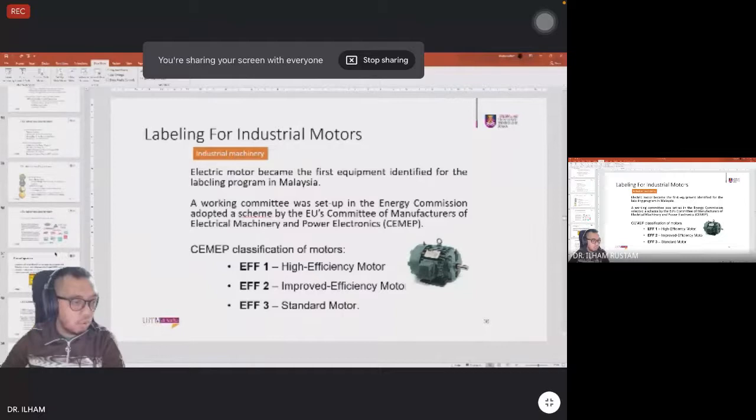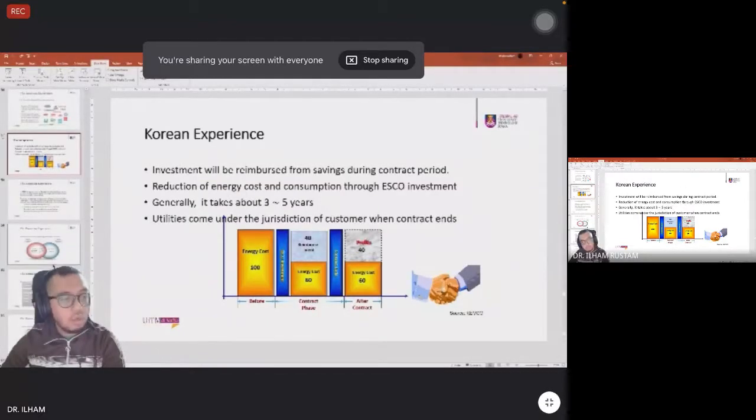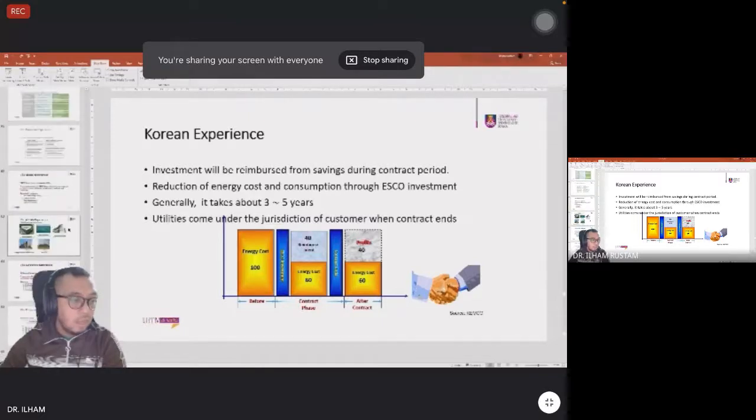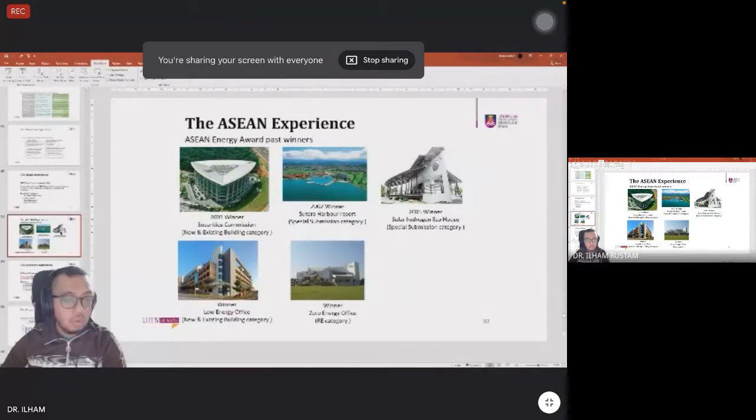Other than that, more on the experience of Korea and Japan. Why Korea and Japan? Because in Asia, they are the most ahead of us in terms of energy management, and they are also the nearest to us. If we compare UK, US, Europe and whatnot, of course, there are tons of cases. But we are looking into ASEAN because we are an Asian country, so they are the best example. And also to know that Malaysia has also started and achieved recognition for our effort in that endeavor.